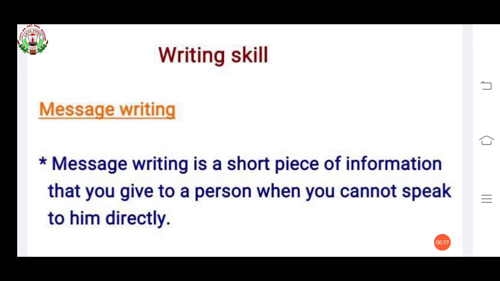Message writing is a short piece of information that you give to a person when you cannot speak to him directly. Means this message writing is carrying information, and when the person to whom you want to give this information is not available, then you can leave the message. So this is called message writing.